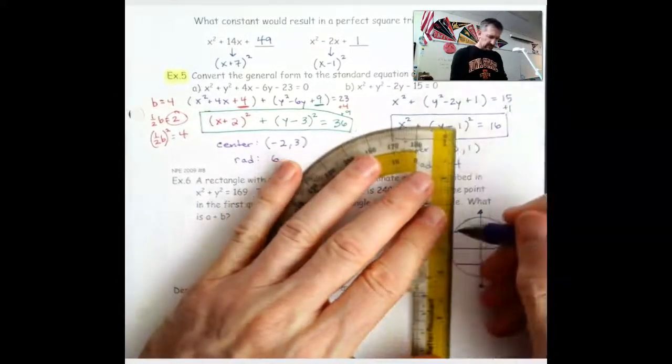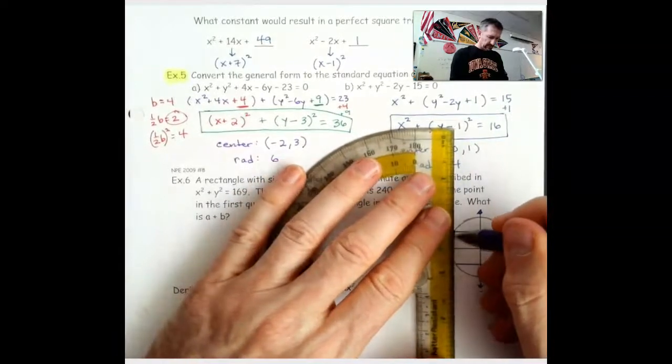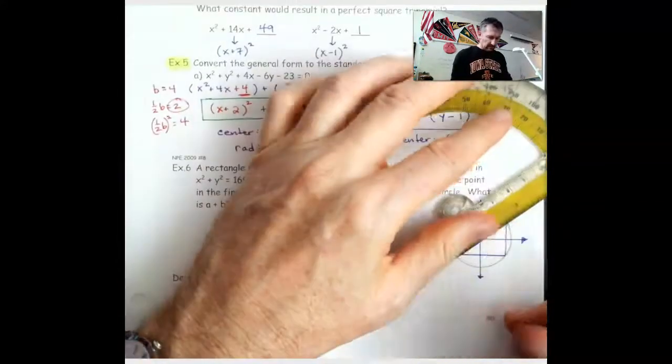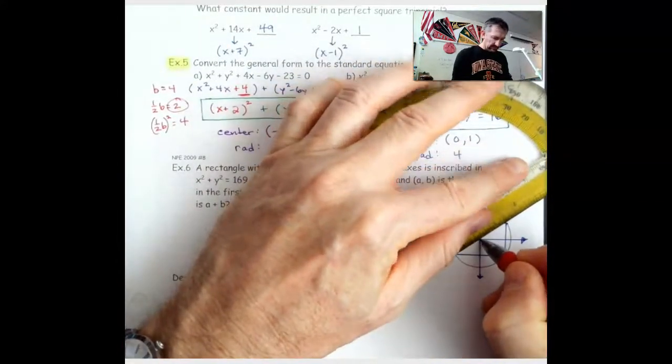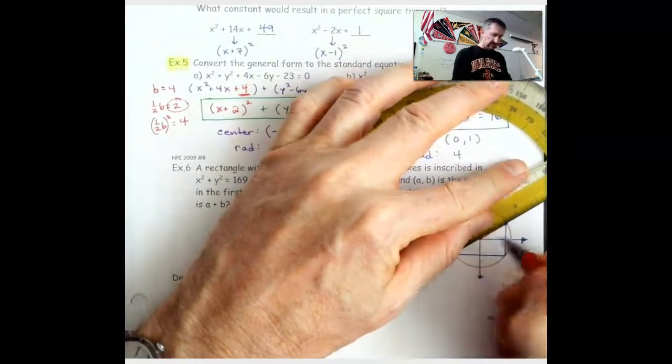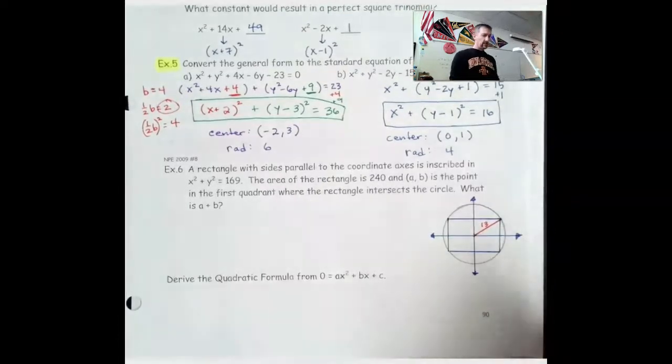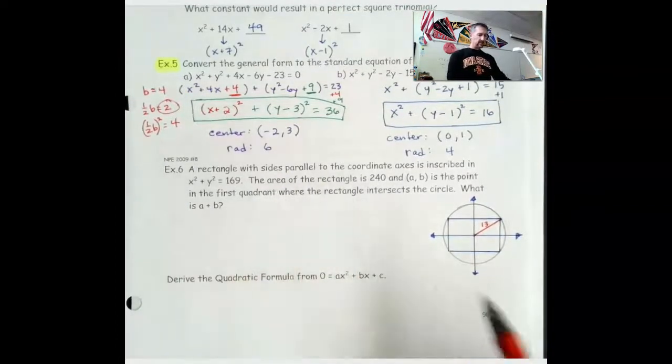I used a compass to draw that circle. So something like that. And the radius is 13. So I know that that's 13. Now, it says the area is 240.